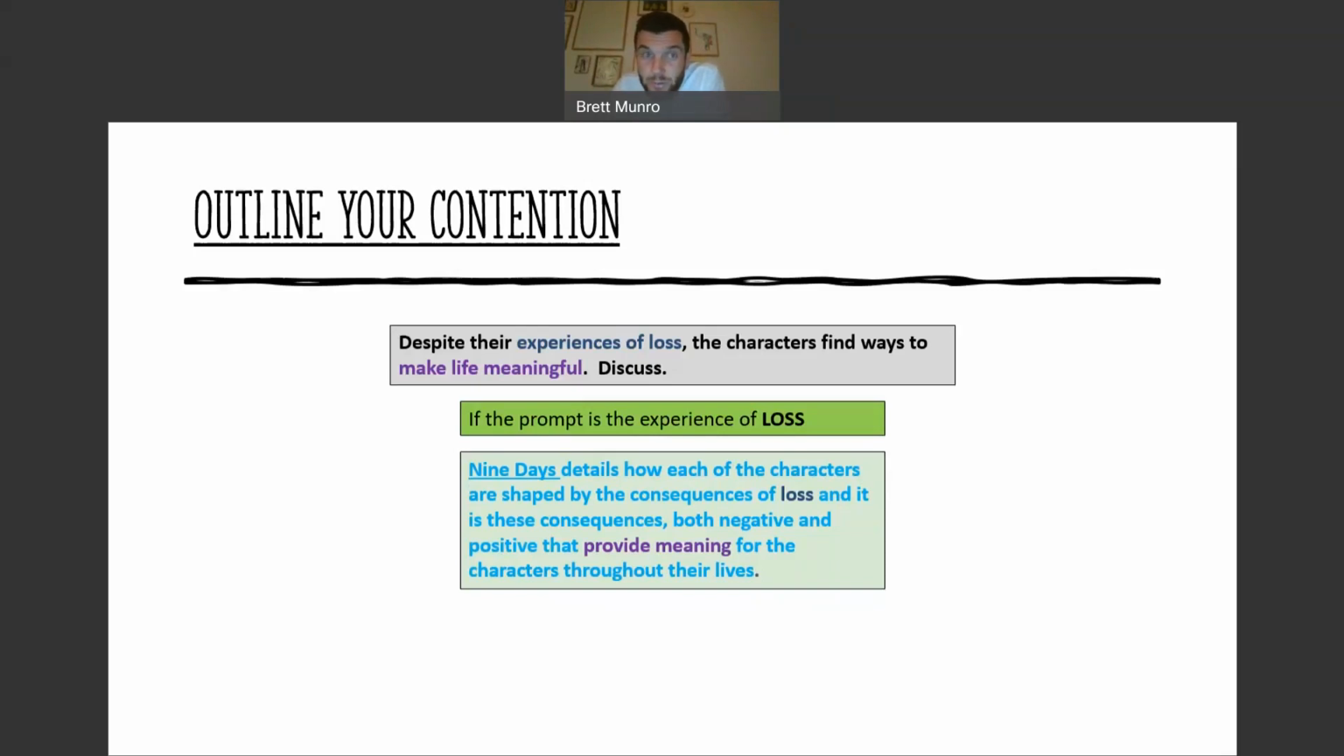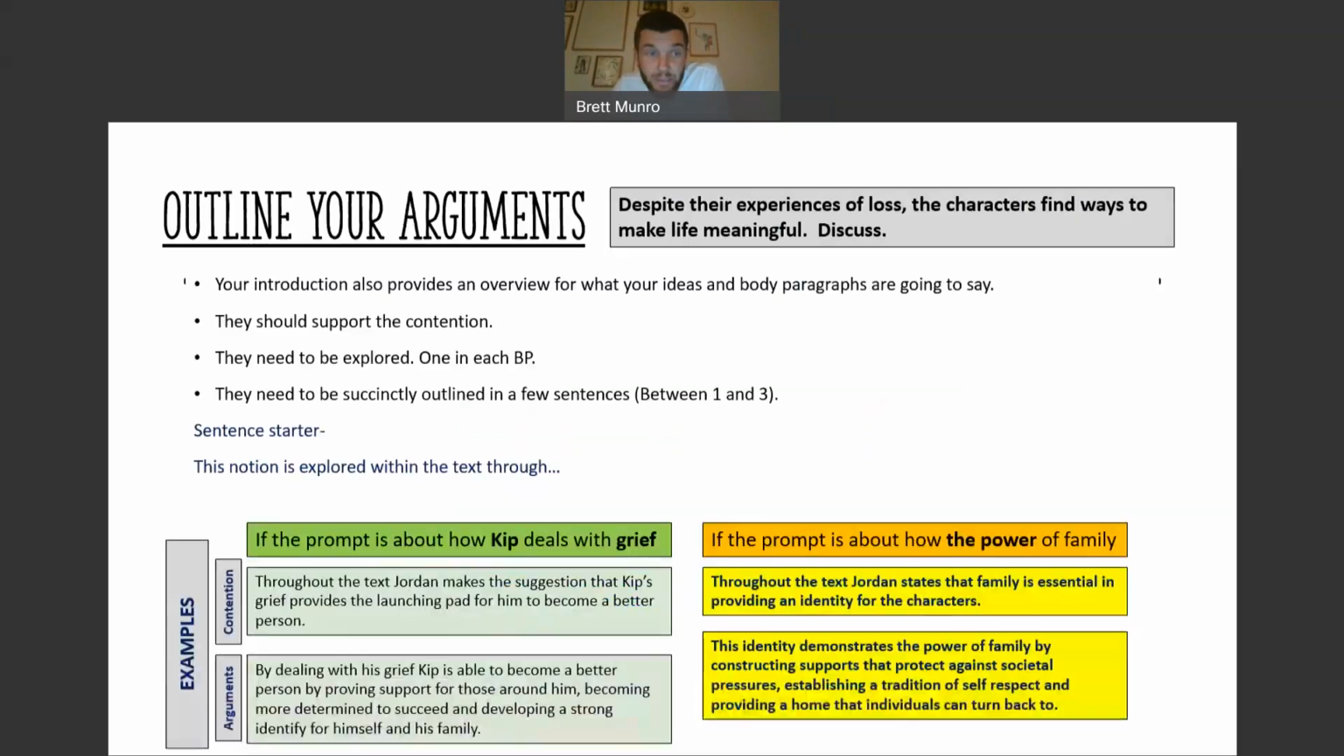So this leads into our arguments. So our arguments are the A in IRCA. In this section, you want to outline the arguments, the ideas that you are going to be discussing in each of your body paragraphs. You're essentially providing an overview of what you're going to be saying. You're establishing in your assessor's mind that you have a plan going forward, and this is what you're going to be saying.